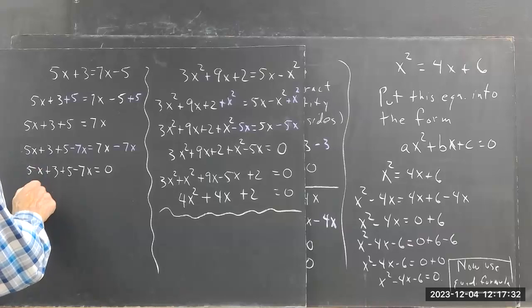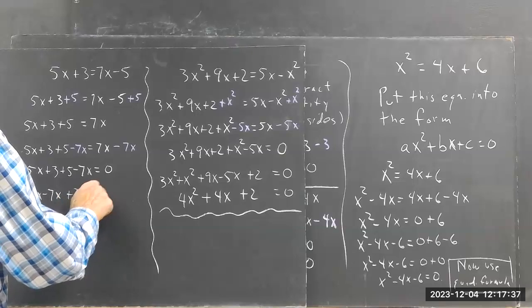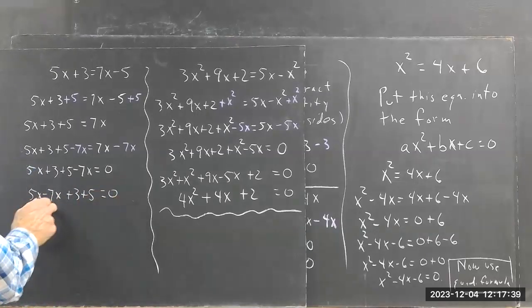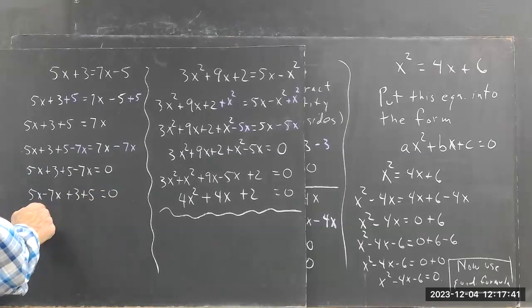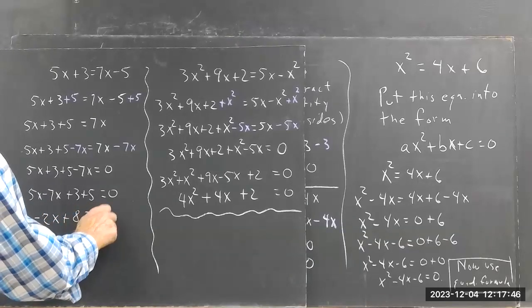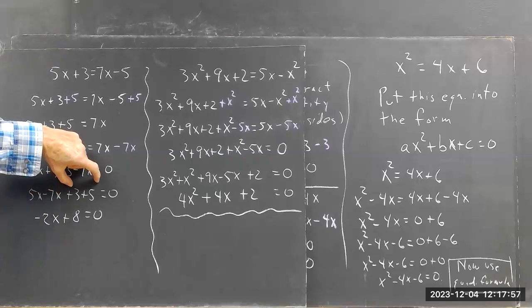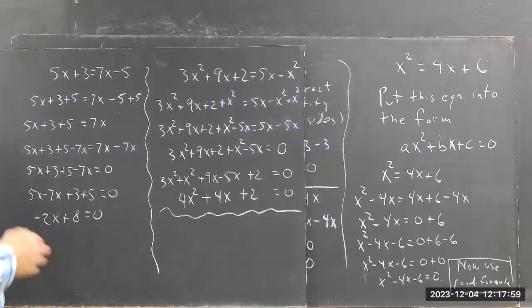Then we can write 5x minus 7x plus 3 plus 5 equals 0 in descending powers of x, and we get negative 2x plus 8 equals 0. Because the 5x and the minus 7x are like terms, both x terms, you can add them. You can add the 3 and the 5. Now, we still don't have a solution, but from here, it's pretty easy to get a solution.